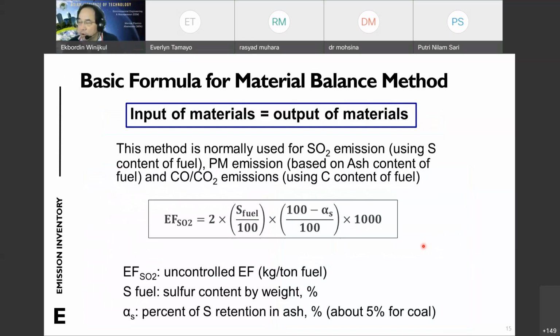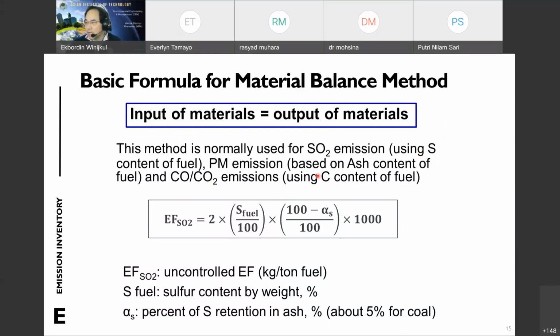The second formula is based on the material balance. This method is normally used with pollutants where you can link where they are coming from. For example, sulfur emission, you know that it comes from sulfur in the fuel, right? Particulate matter is based on ash content, CO2 emission comes from carbon content, and so on.